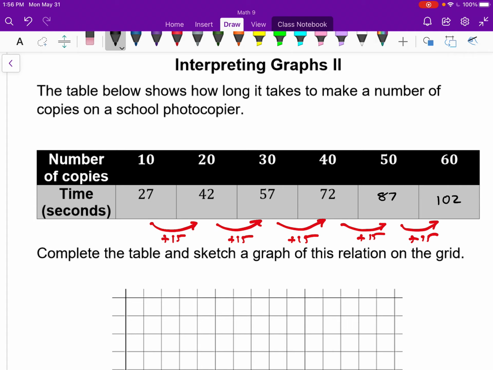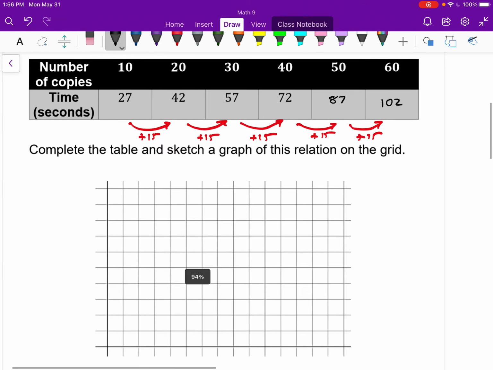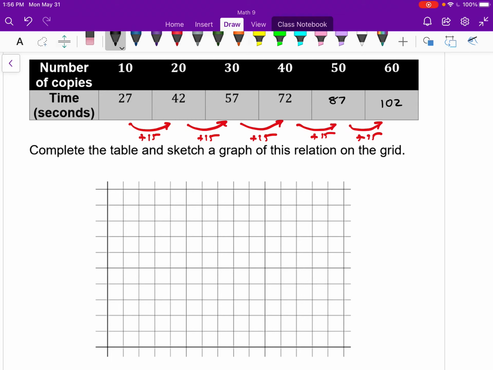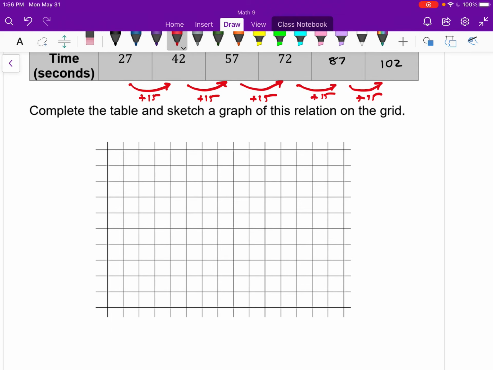All right. And if this was not a linear relationship, then it would be different, and perhaps I would not have enough information to complete the table. All right, so with that said, now let's create the graph of this. So first of all, I want to determine what's going to go on my x-axis, my horizontal axis, and what's going to go on my vertical axis.